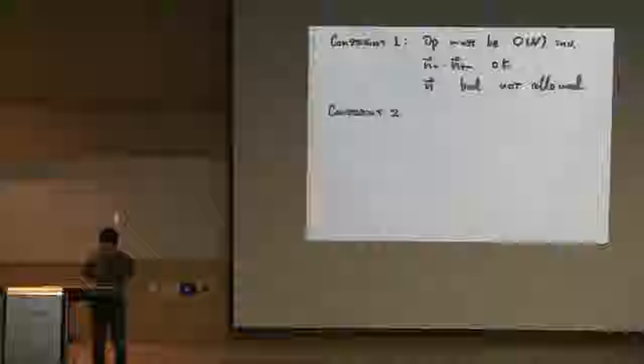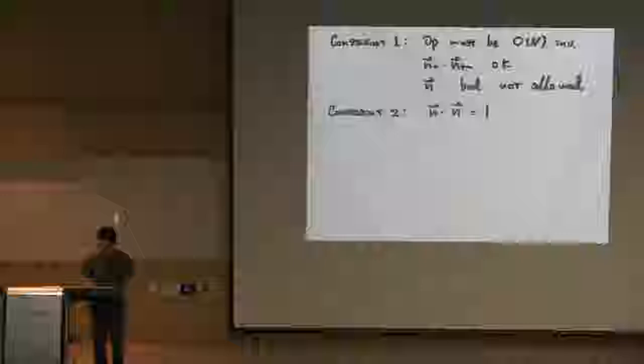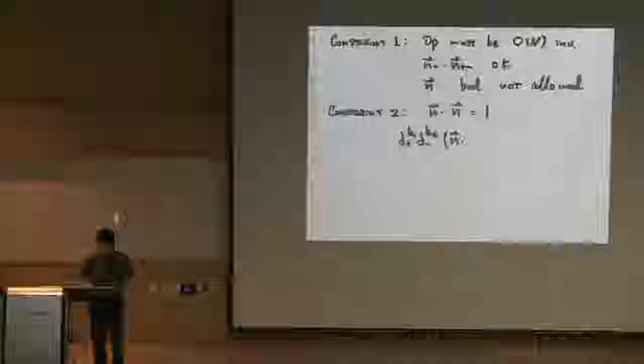So the second constraint is, of course, the constraint of the O(N) model, which basically states that n dot n is 1. And there is a kind of easy way to take into account this constraint. To do that, the idea is to, again, consider some derivative, k1, k2, of this n dot n. And this has to be 0 because it's a derivative of 1.